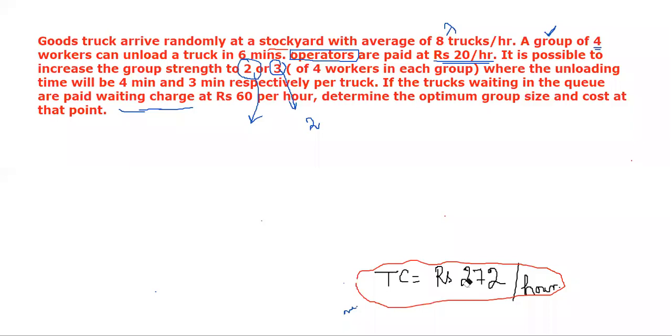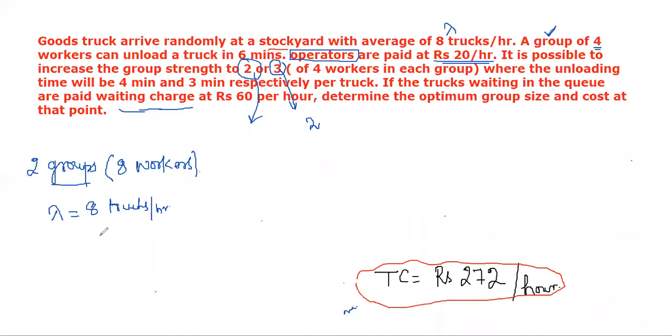Now we have to see the second case. The second case is when two groups are working. Two groups means there are 4 operators in one group. Therefore, there will be a total of 8 workers working simultaneously now. So see here, the arrival rate will be the same, that is 8 trucks per hour. Okay, the arrival rate depends upon the trucks. It doesn't depend upon the number of workers which are working.